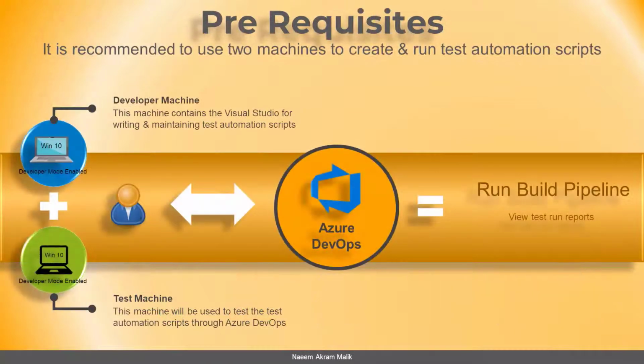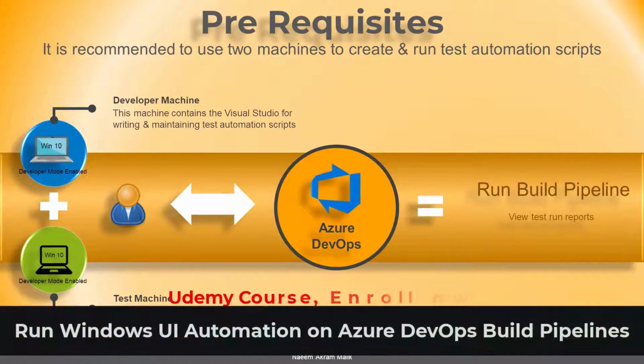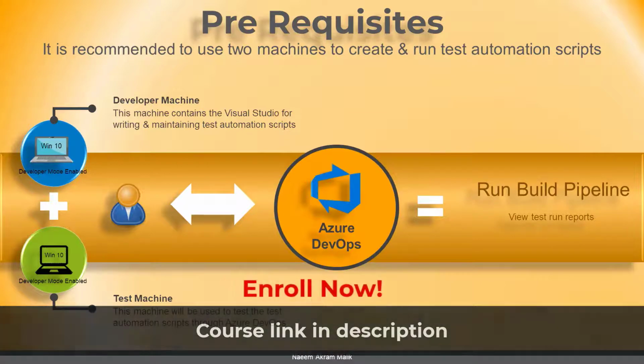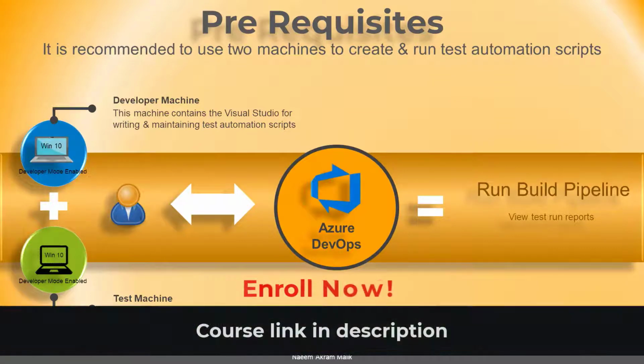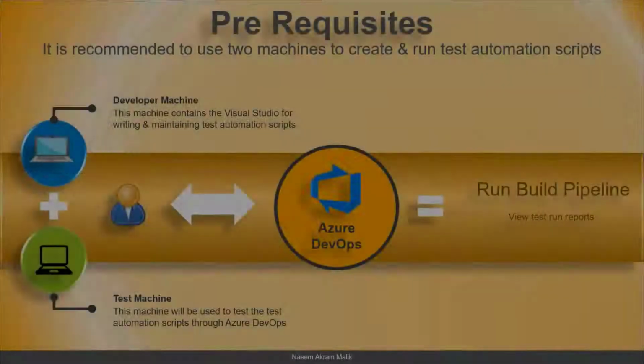The requirements of running WinApp-Driver based automation on a PC are pretty simple. First of all, you need to have a Windows 10 PC, Home, Pro or Enterprise, any version will do. We are going to use Windows 10 Pro in this course. You must have the Windows 10 developer mode enabled on the machine. I will show you how to do that.